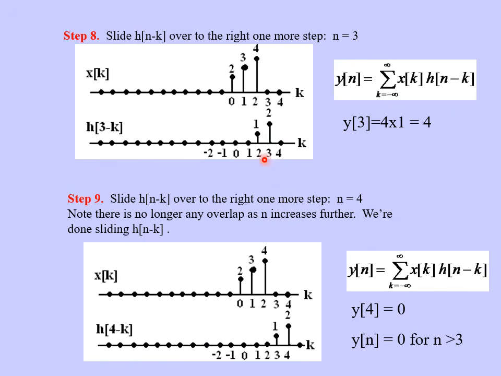So there's one more. When n is equal to 3, we move h of n minus k over to the right one more, and now the only overlap is 4 times 1, which is 4. Notice everything else only overlaps with 0, so there's no product there. So y of 3 is 4, and now if we keep moving h of n minus k farther to the right, notice it doesn't overlap x of k anymore. So we're going to get 0 for n equal 4, n equal 5, n equal 6. It doesn't matter how far we shift this thing, it's always going to end up being a 0.